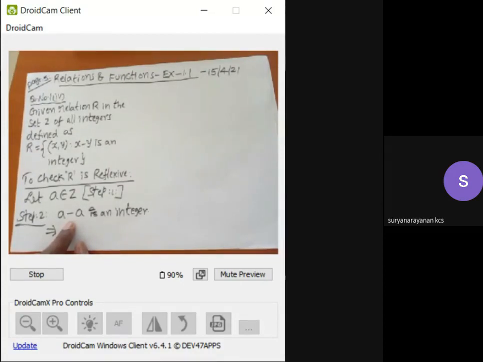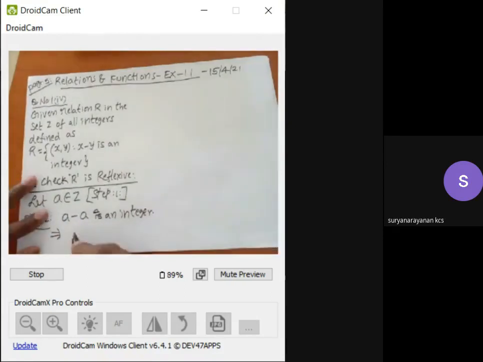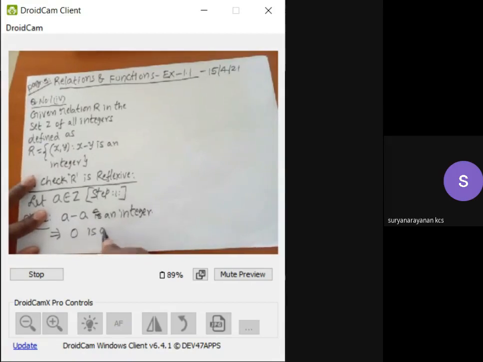Krupal, tell me, a minus a. What is the value of a minus a? What is the value of 2 minus 2? Krupal: Sir, 0. Yes, 0. Very good. So, one number minus the same number itself, we get 0. So, 0 is an integer.